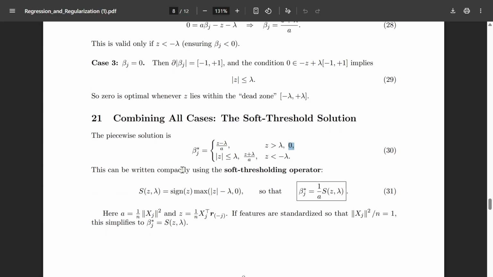And we can actually compactly write it using the soft thresholding operator. We call this S of z comma lambda a soft thresholding operator. S of z comma lambda is basically sign of z times the maximum of mod of z minus lambda comma 0, which is basically this. You can verify. We are just writing it as a single line, and then we can write beta j star in closed form, that is 1 by a S of z comma lambda. So we defined a few things here. It might get a little overwhelming, but at the end of the day, we are getting a closed form solution of the optimum value of beta j, and that is beta j star, which is 1 by a S of z comma lambda.